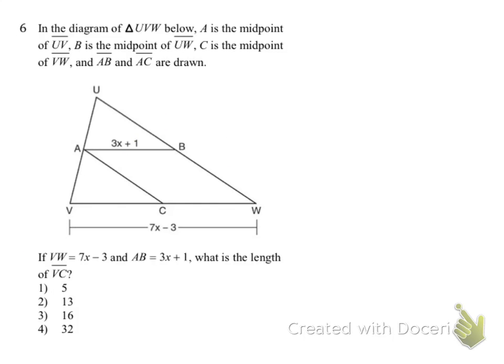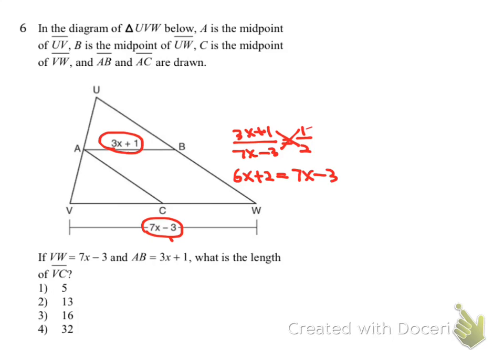Number 6. Number 6 is also the same idea in a way, where this is the base and this is the mid-segment. So the ratio between the mid-segment and the base is 1 to 2. So the equation I can write is (3x plus 1) over (7x minus 3) must be equal to 1 over 2. By cross multiplying, we get 6x plus 2, by crossing these two, must be equal to, multiplying the other two, 7x minus 3.